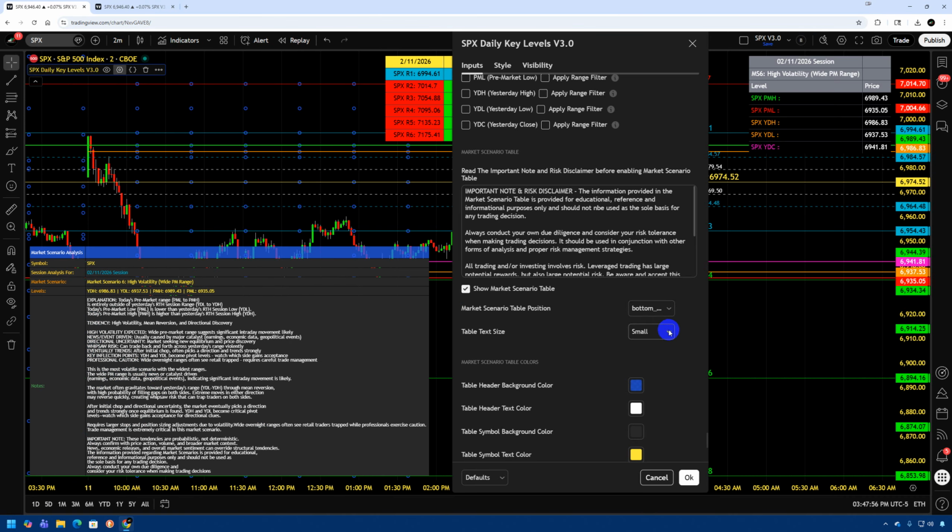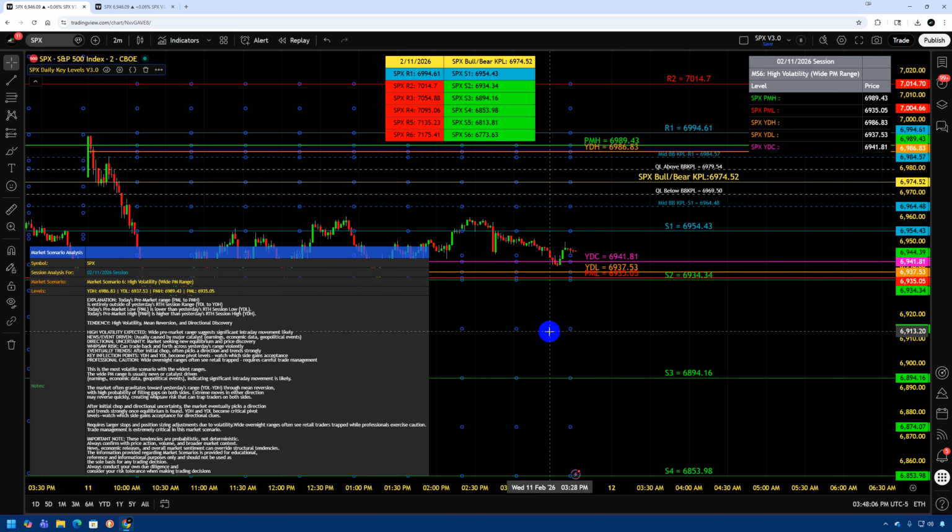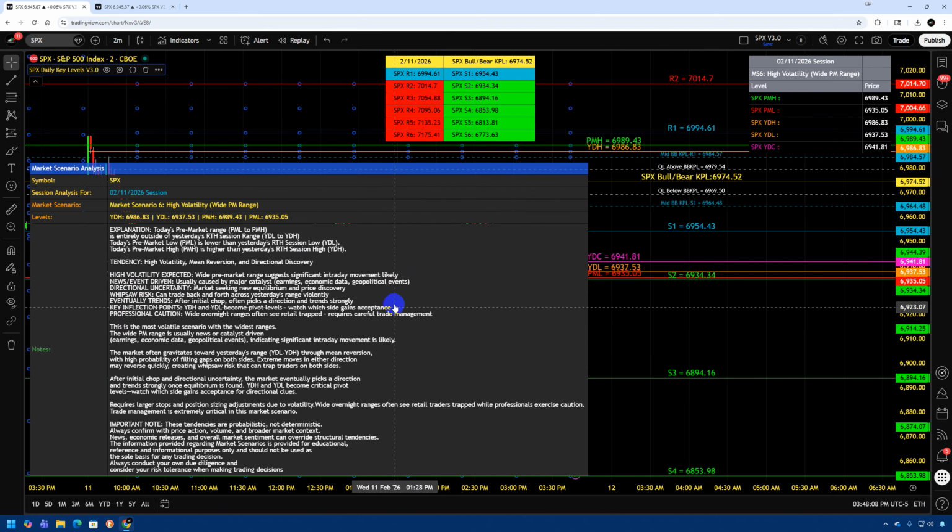Now, if this is too small for you, you can change it to normal, which will make it a little bit easier to read. And so as you can see here, now it's a little bit easier to read. There's also an important note down here.